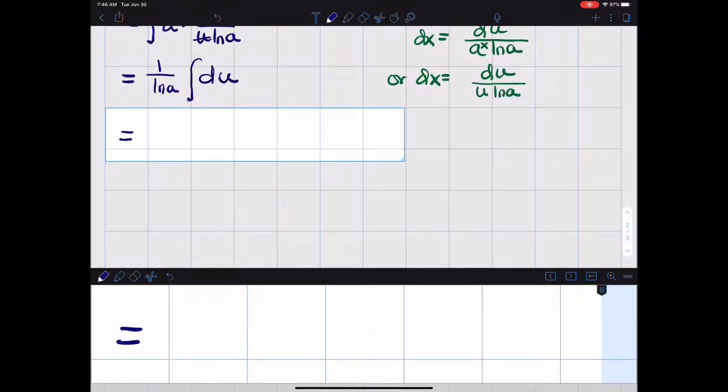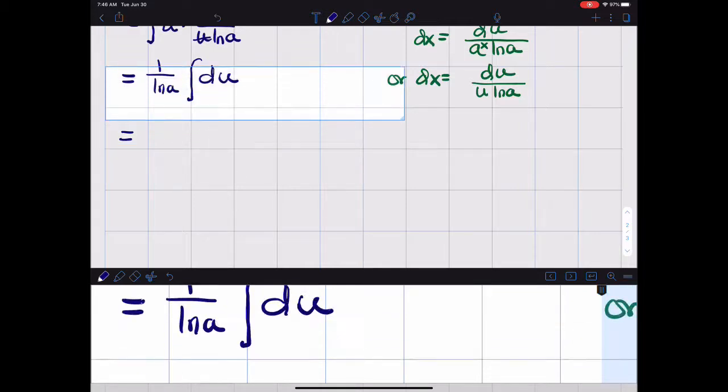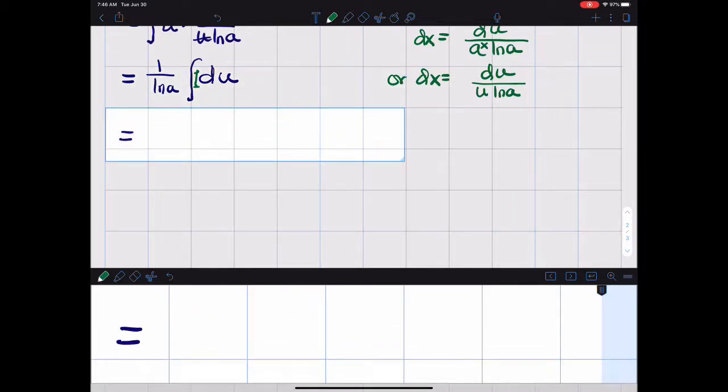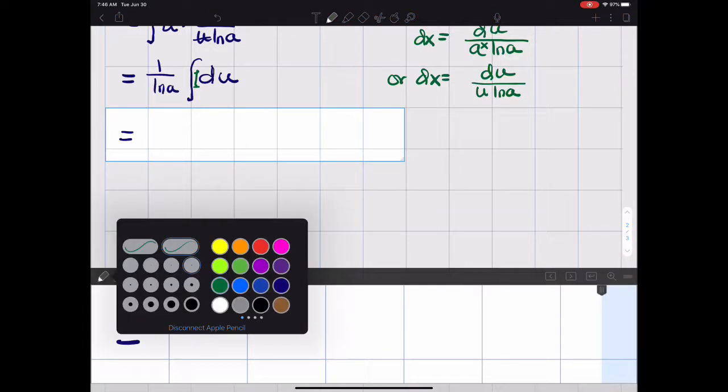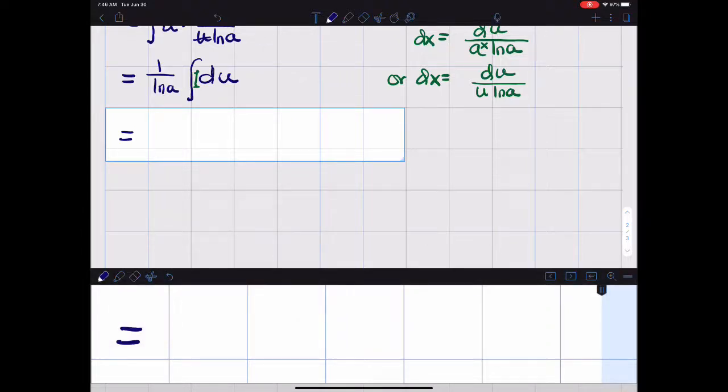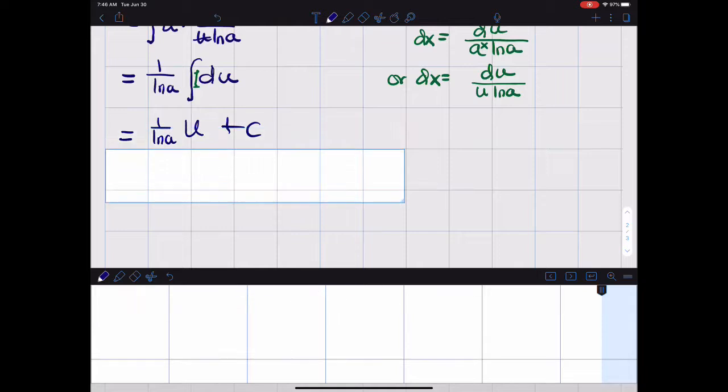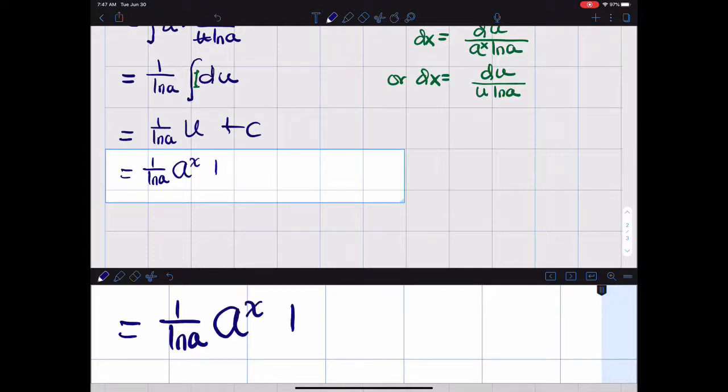So if you have du, this is like saying we're looking for the antiderivative of 1 du. And if you find the antiderivative of 1 du, you just get u, sorry. So this is 1 over natural log of a times u plus c. But what is u? u is a to the x. So 1 over natural log of a times a to the x plus c.